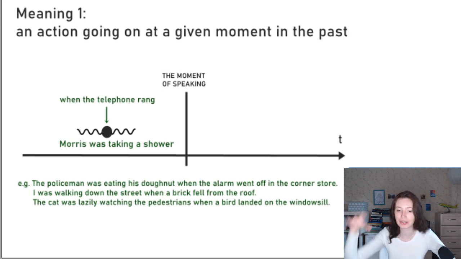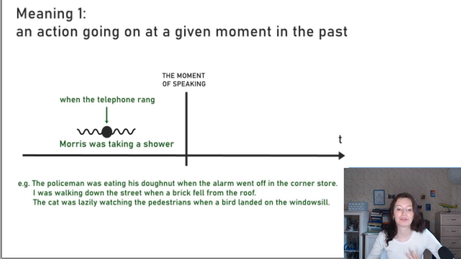It's the background, and the point when we look at the action of Morris taking the shower is when the telephone rang. Or, for instance, my favorite example from a TV show is that the alarm went off in a corner store, and there was a policeman nearby. The policeman was eating his donut, and at that moment the alarm went off. So when the alarm went off, the policeman was eating his donut.